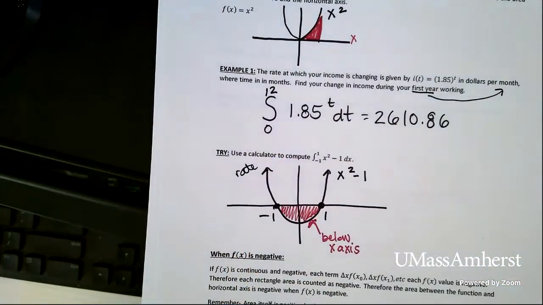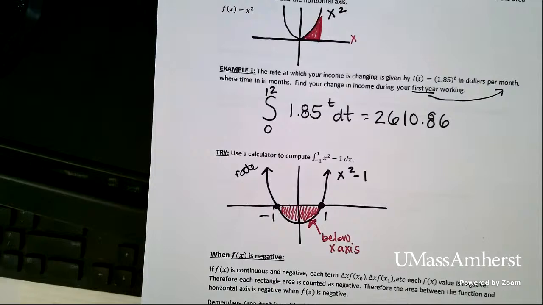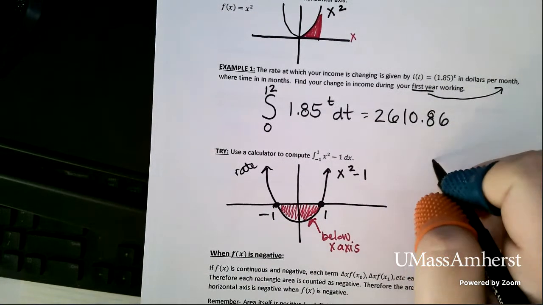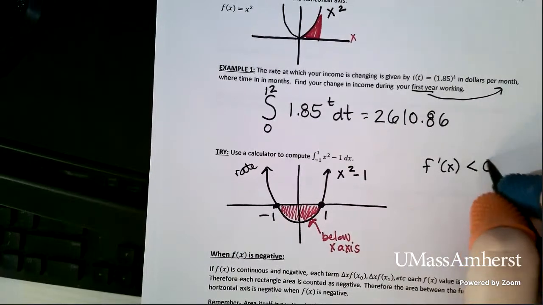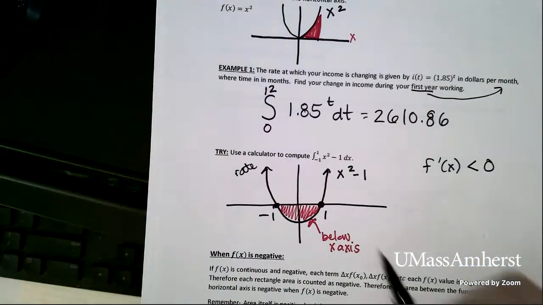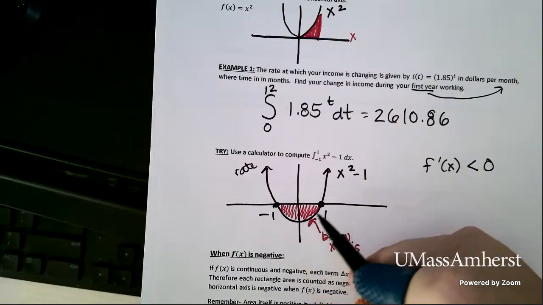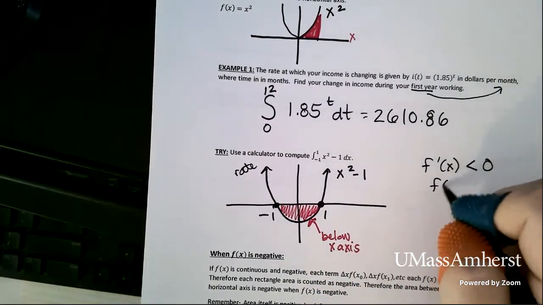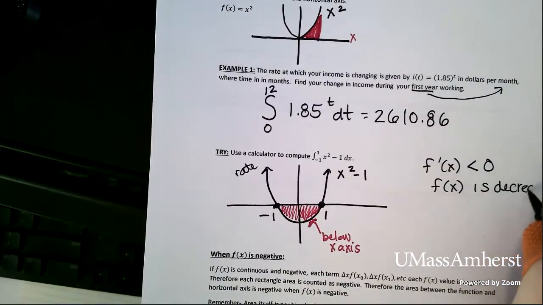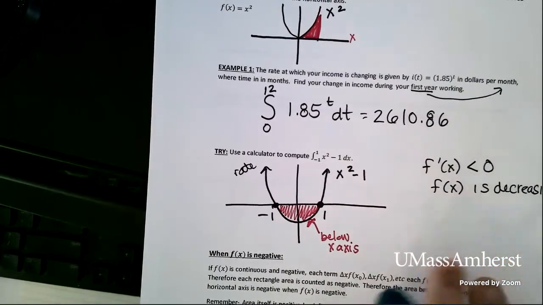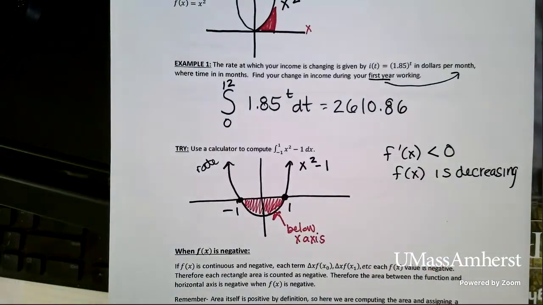which is a derivative, to tell us about the original function. And we know that if the derivative was negative, so that's what's happening here, right? The rate is negative underneath, that the original function is decreasing. Okay, that's a relationship we had.